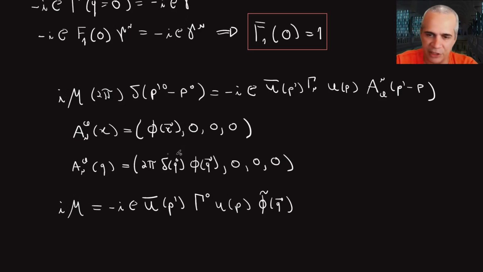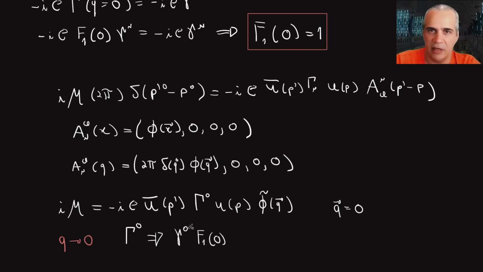Now, suppose the shape of this electric potential is changing really slowly with position over macroscopic distances. I don't want to take it constant, but suppose it falls off really slowly. That means that this Fourier transform will be peaked around Q equals 0. It will be a very sharp distribution centered around Q equals 0, because in the limit where this is independent of position, it becomes a Dirac delta at Q equals 0. That means this expression will be dominated by small values of Q. And we know, because of our conditions, that if Q goes to 0, this gamma 0 goes to gamma 0 F1 of 0, from this thing right here.